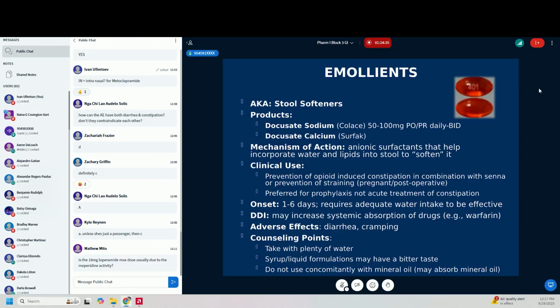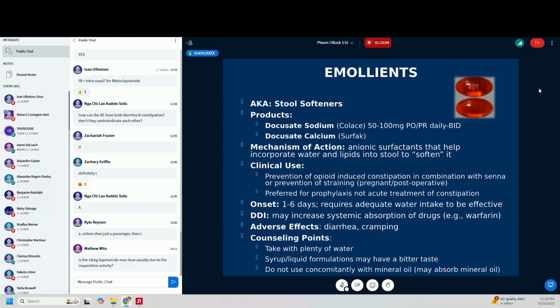Looking at our emollients, these are our stool softeners, okay? So they're making things a lot softer. We give these a lot to our pregnant women after they, or anybody really who's had a surgery, especially if it's abdominal and we're worried about them using the restroom to push. These are gonna help soften their stool, okay? So essentially these are those surfactants that are gonna use some of that water and the lipids to kind of help make their stool softer so they can use the restroom.